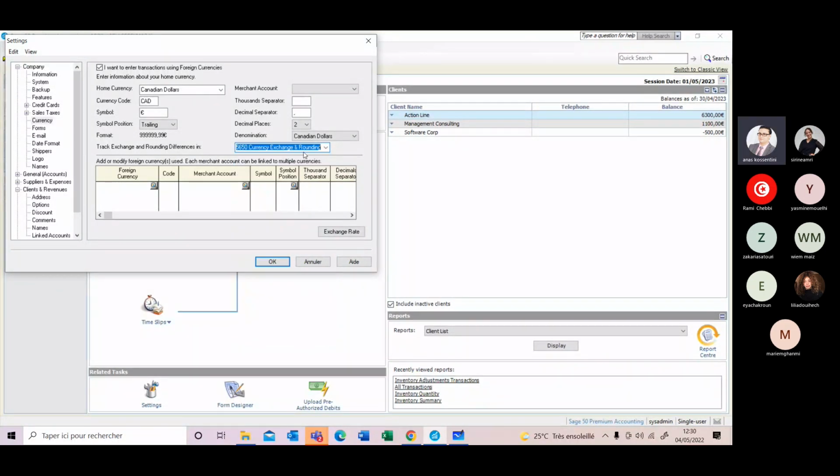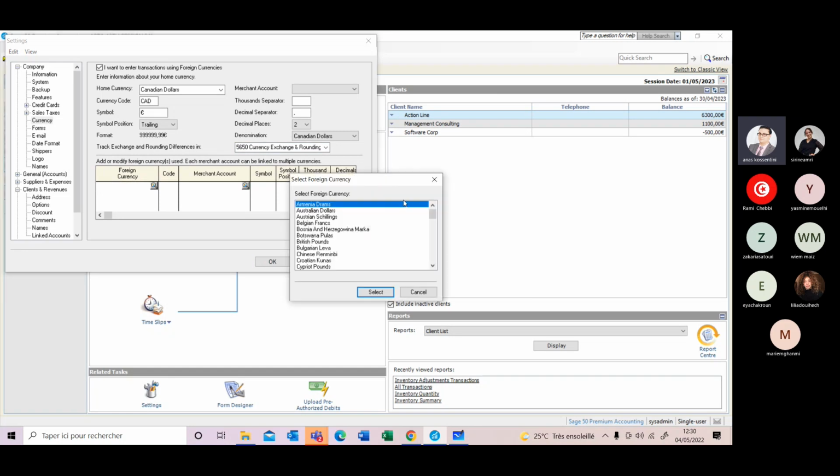$56.50, currency exchange and rounding. So you select this, track exchange and rounding differences in this account, $56.50, currency exchange and rounding. Okay, after doing that, you go to the table. In the table, you have to add the foreign currency in question. So what is it? Is the USD, right?